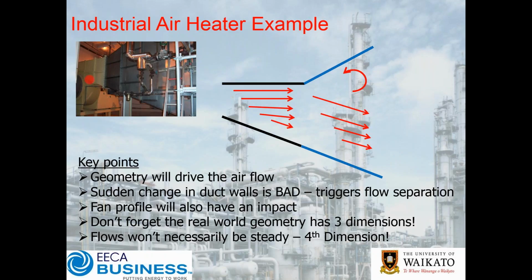So there are a couple of rules of thumb to really live by when you're looking around for what's wrong with your system. The key point to start is to understand the geometry of the duct and your system, and look at how the airflow is going to interact with that. So any sudden change in duct walls is bad. It's going to trigger flow separation. Your fan profile is also going to have an impact.